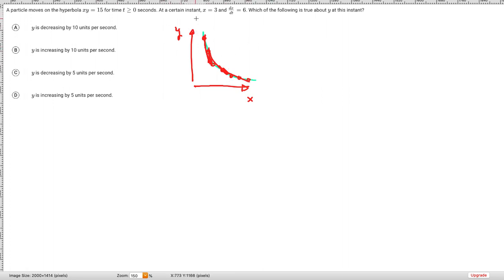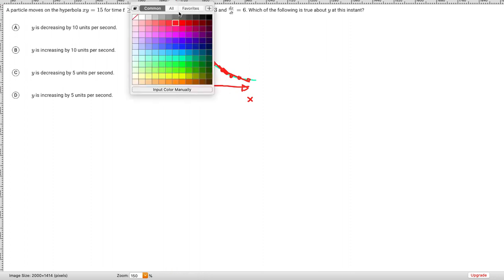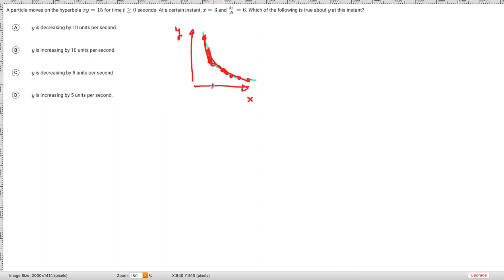Now, it says that at a certain instant x equals 3 and dx/dt, the rate at which it's changing in the x direction. If I were to mark off how it's moving in the x direction, it moves along the x direction and it could move back and forth, and this would correspond to where its position along x would be changing. Now, which of the following is true about y at this instant?